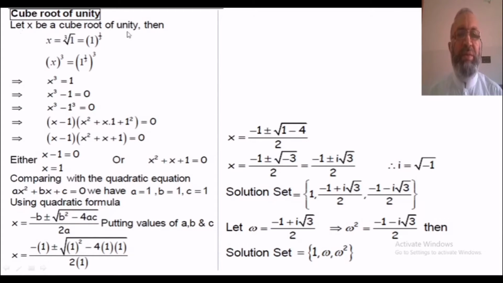First of all, we prove the formula for the cube root of unity. We will prove the three cube roots of unity, then their properties, and then we will come to the exercise. So let me prove the first cube root of unity.